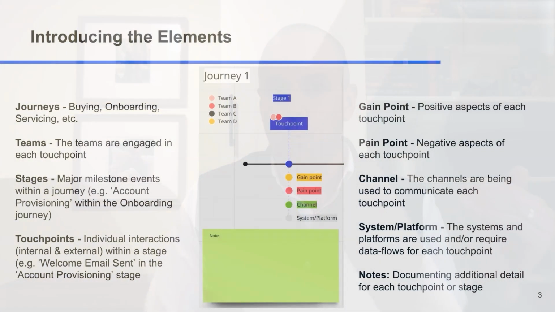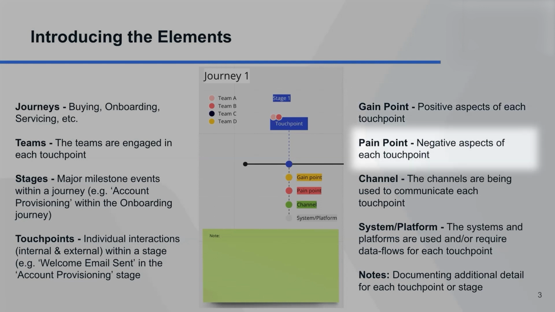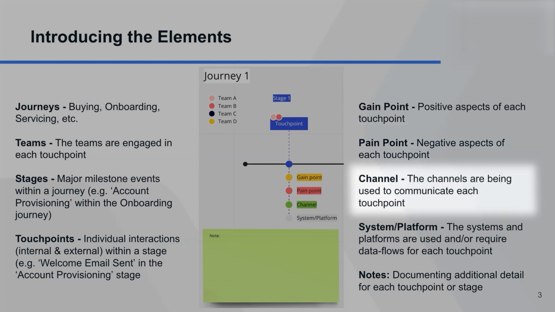And then as you work through, I think the most important part in identifying your current state customer journey is looking at what we call gain points. So what are the positive aspects of this touch point? And then conversely, pain points. So what are the negative aspects of each touch point? And then as we map those out, we want to look at the channels. So how are we communicating with our customer in this? Is this through a portal? Is this an email, an SMS text message, or is it a phone call?